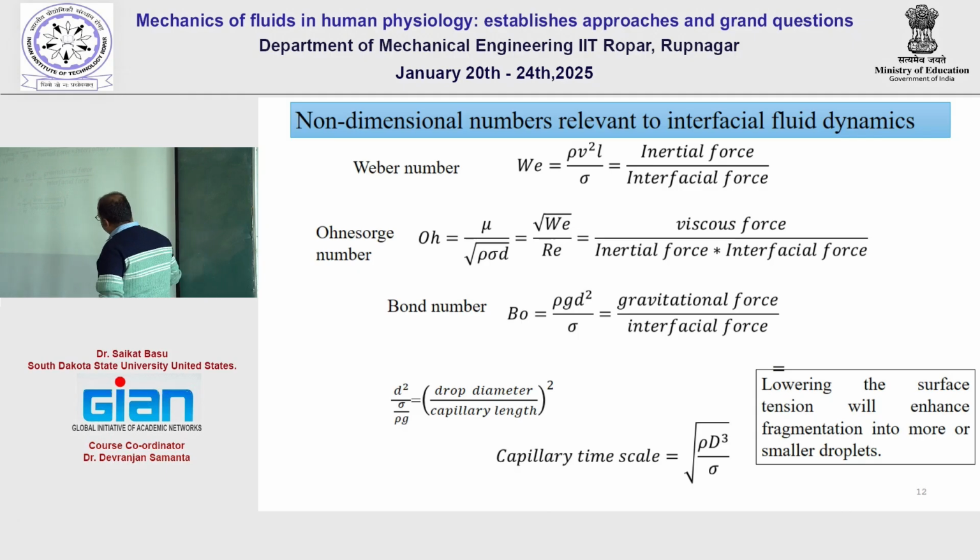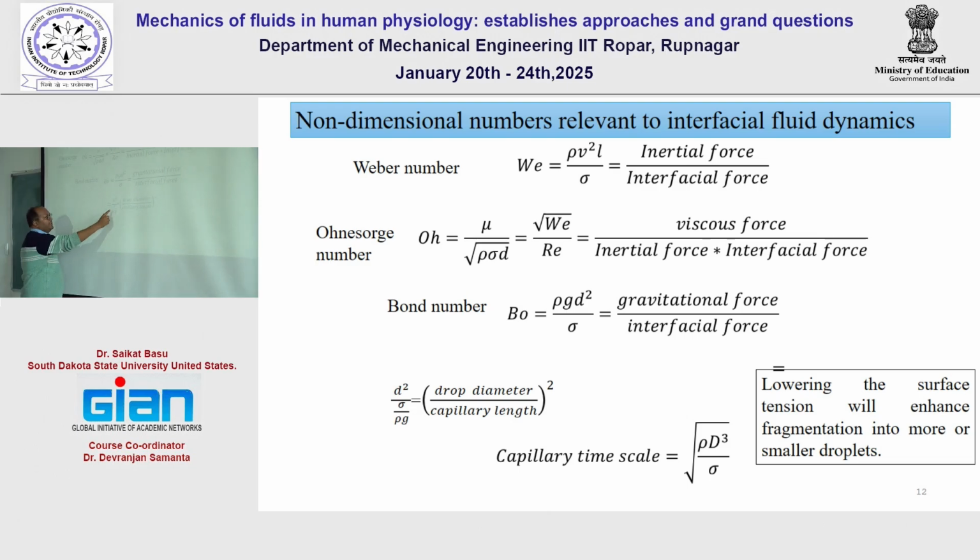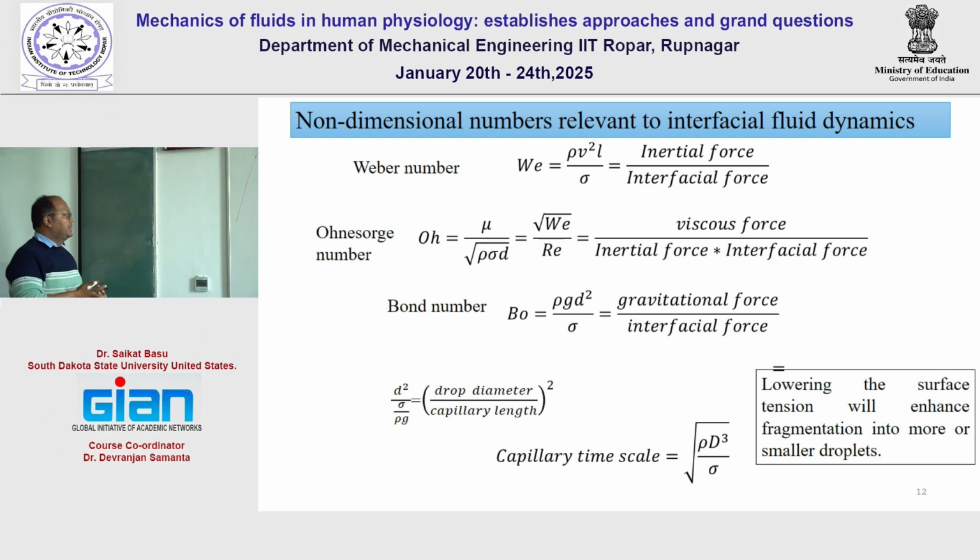And this can also be expressed as two length scales. Here this is d squared, and we take sigma by rho g. The square root of sigma by rho g is the capillary length scale.